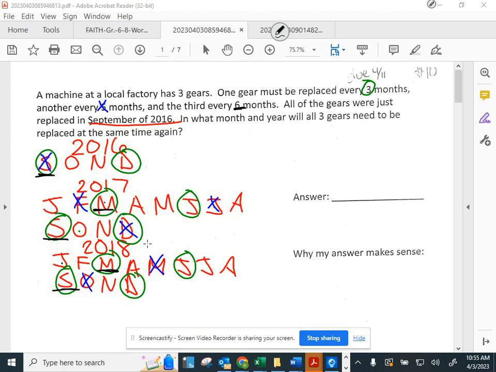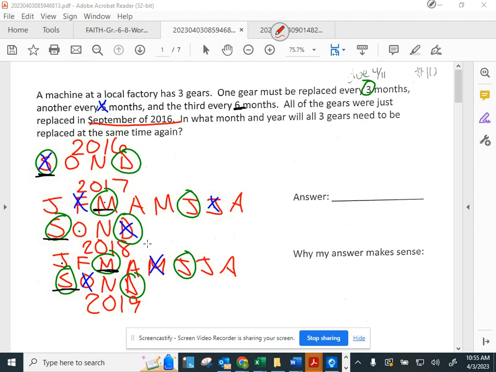So what do you think I need to do? Do I just stop and say it never happens? No, wouldn't you keep going up? Keep going. So I'm going to add on 2019 and write out those months and keep my pattern going until I can find that month that has a circle, an X, and an underline. So you're going to keep going with your pattern.